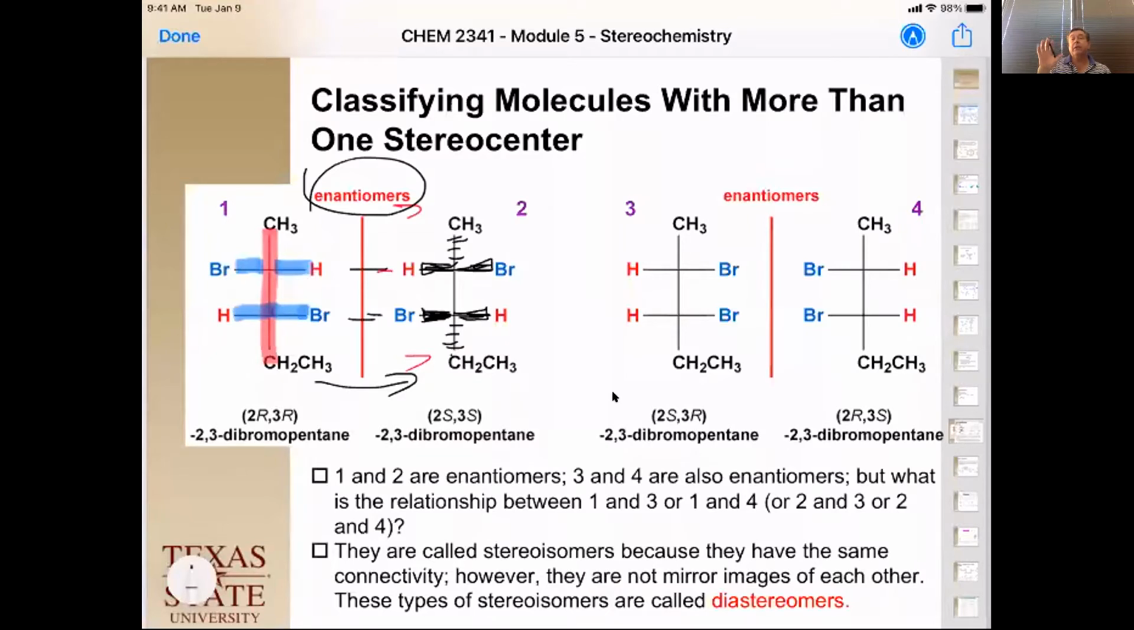So that's our first set of stereoisomers we get when we have 2 or more stereocenters. However, to get the next set of stereoisomers, we can't just draw a mirror plane because we already had that molecule.